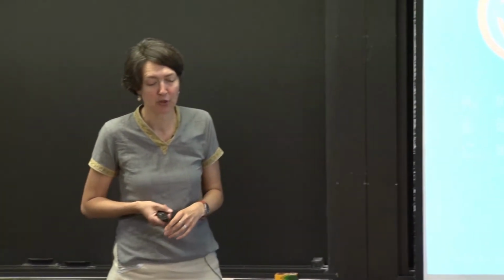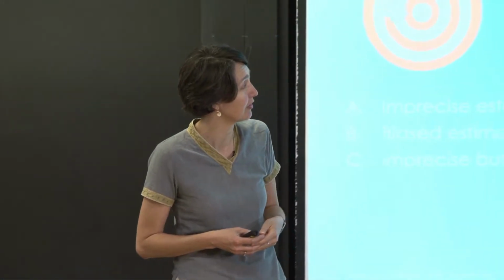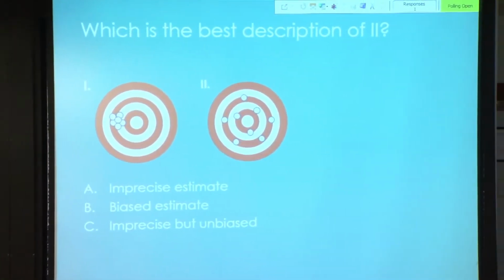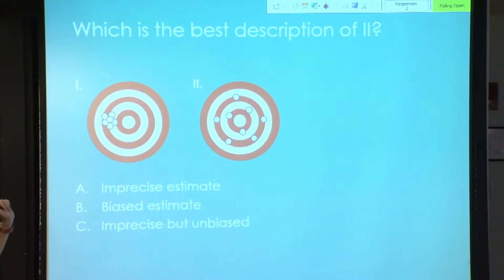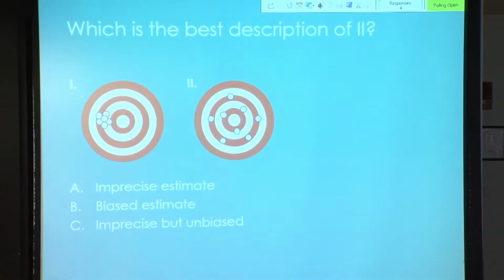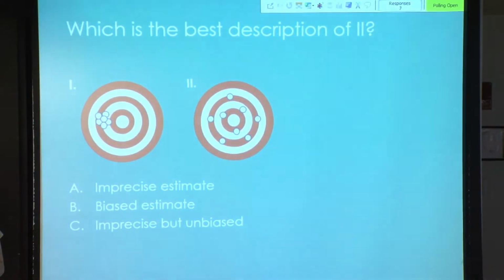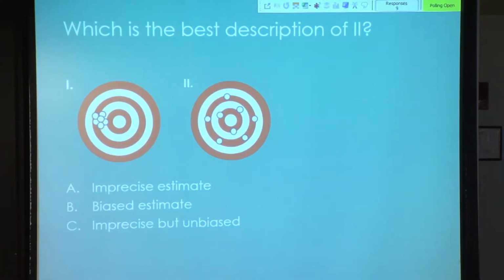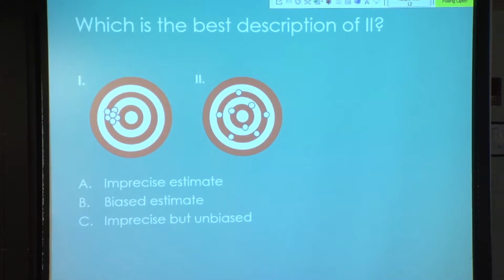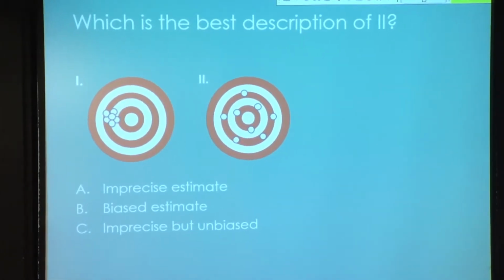Let me give you another one, where I've slightly given you the answer. Which is the best description of 2? Is it an imprecise estimate, a biased estimate, or imprecise but unbiased?